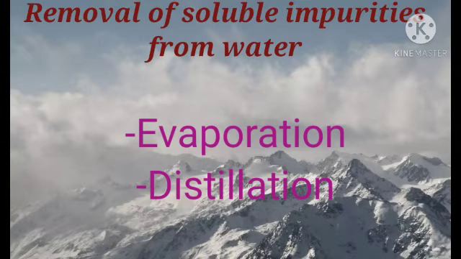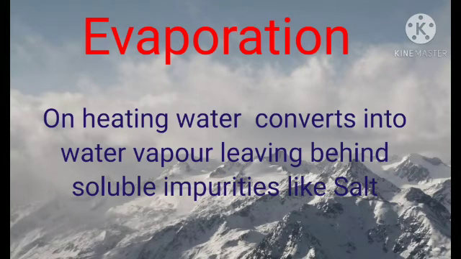Removal of soluble impurities from water. In this we will discuss evaporation and distillation. First, evaporation. Now in this process we heat the liquid. हम जो है liquid यानी water को heat करेंगे और वो convert होगा water vapor में, leaving behind the soluble impurities like salt and sugar.